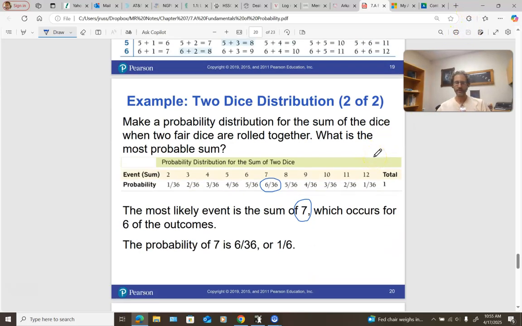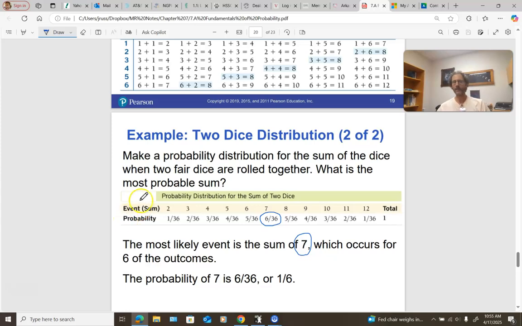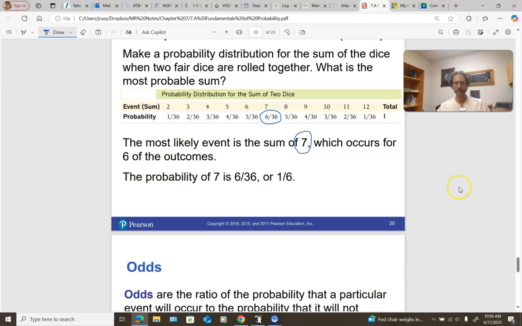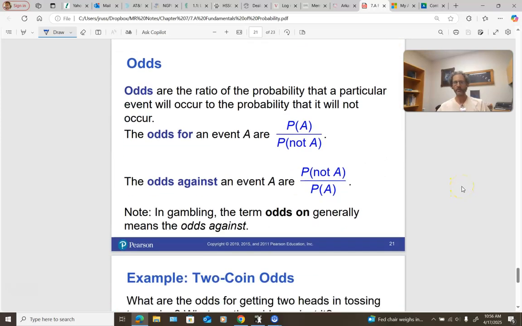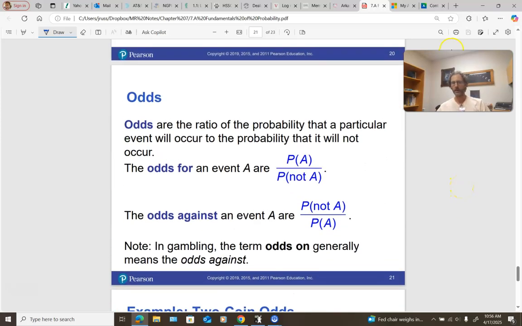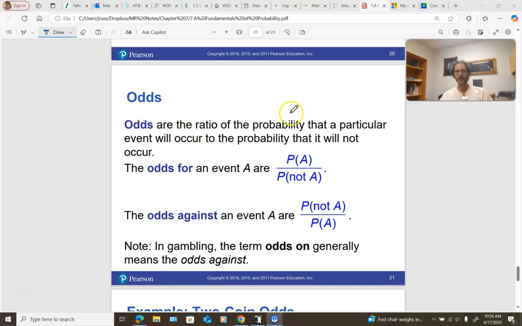Alright, so anyway, I just wanted you to see that. So that's an example of what we call a probability distribution. Alright, now the last thing we're going to talk about are odds. So you've probably heard this term before.